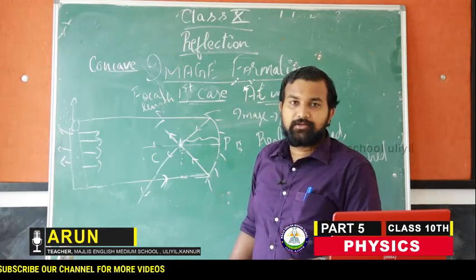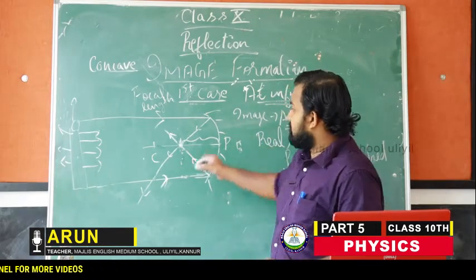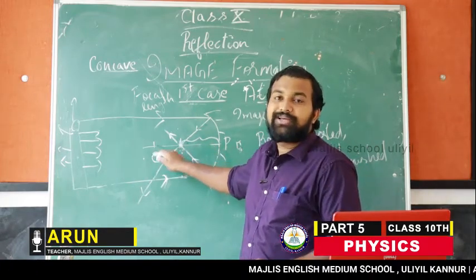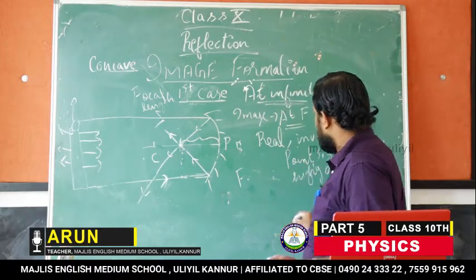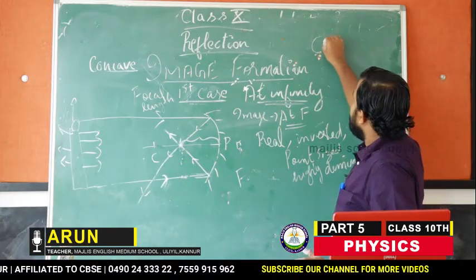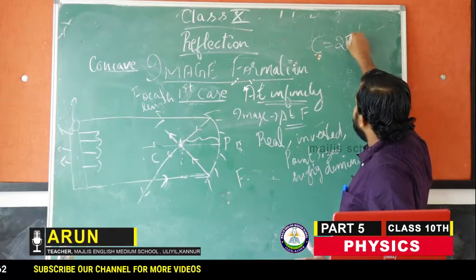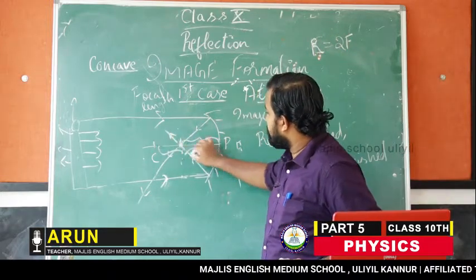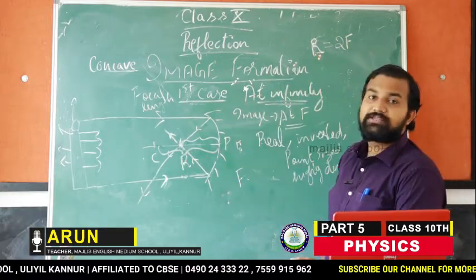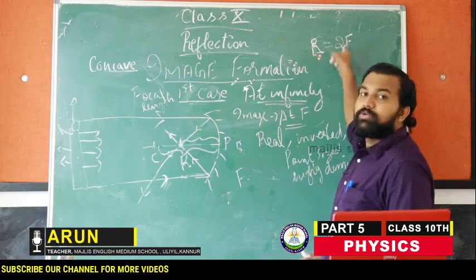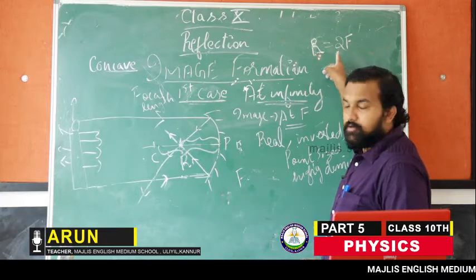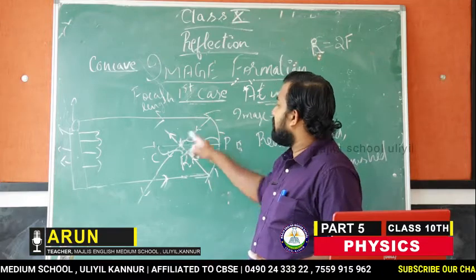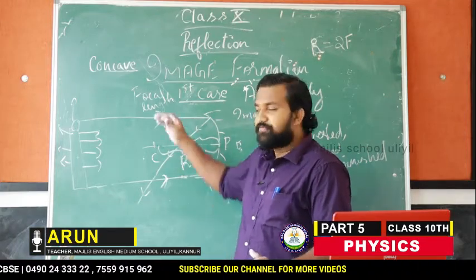If you get the focal length, then it is very easy to find the center of curvature of that mirror. How to find it? You just calculate. The radius of curvature R will be 2 times the focal length, isn't it? So if you find the focal length using the mirror and the screen, you can find out the center of curvature of the mirror.